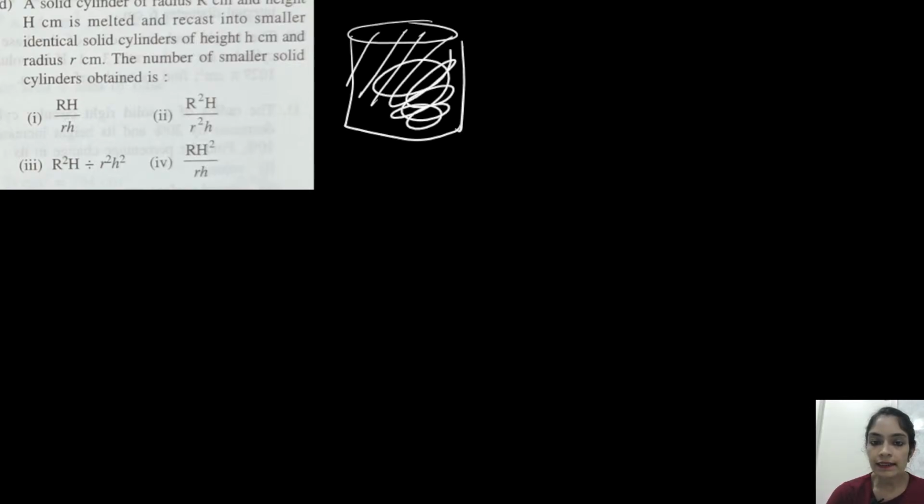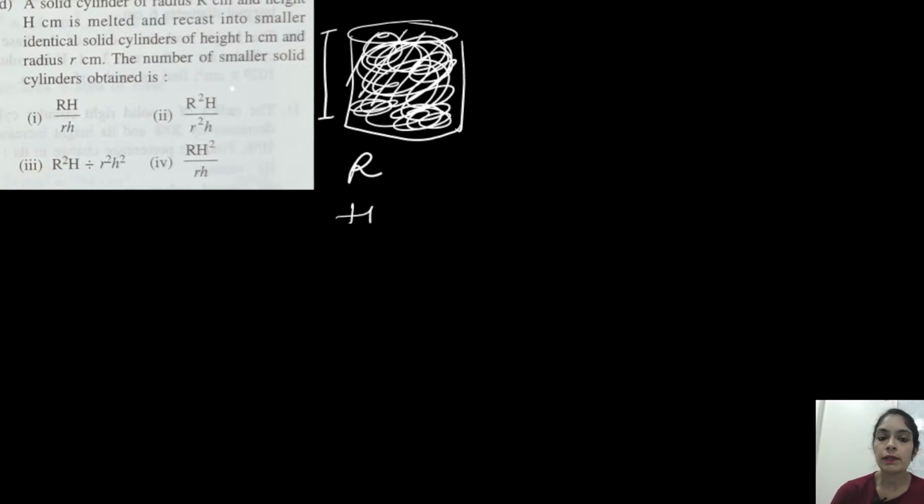In next question, a solid cylinder of radius r and height h centimeter. So one cylinder is there, solid cylinder like this. So cylinder is solid. Solid means entirely it is filled. So solid cylinder whose radius is r and height means this thing. This is h. Capital H it's given. Radius means this length. So capital R and capital H. So this is melted and recasted.